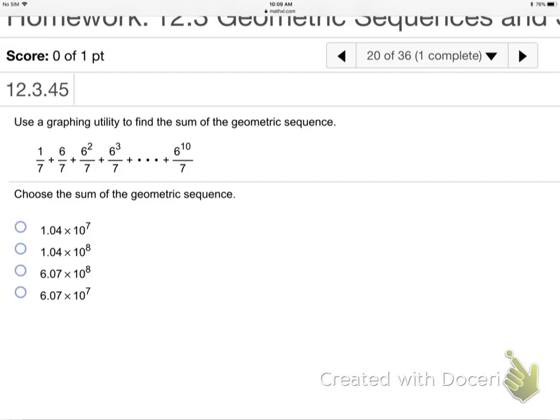Off the top of my head, if you want to come by office hours, I'd be glad to help you. But I'm just going to do it with the formula. So here we go. We got a bunch of them added up. I'm going to use the S sub n formula again. S sub n is A1 times 1 minus R to the n over 1 minus R.